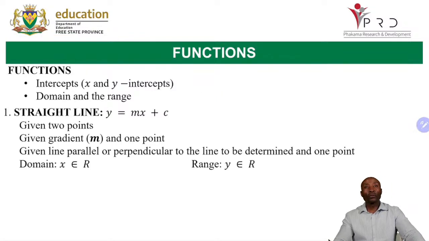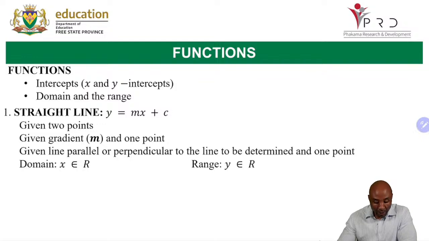And then we move on to our functions. For our functions, we are interested in our x and y intercepts. We are looking at the domain and range for our functions. We have a straight line function which takes the form y is equal to mx plus c. When we are given 2 points, we have to find the gradient, and then we substitute 1 point in order for us to get the equation of our straight line. Also, we can be given the equation or the graph of a straight line, and our job is to interpret.